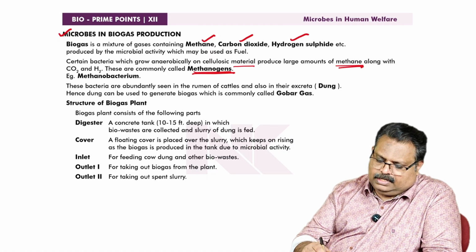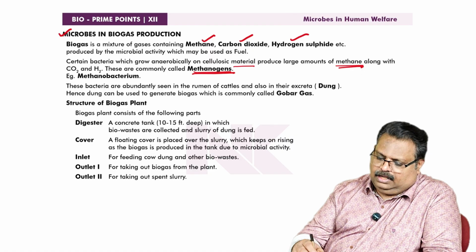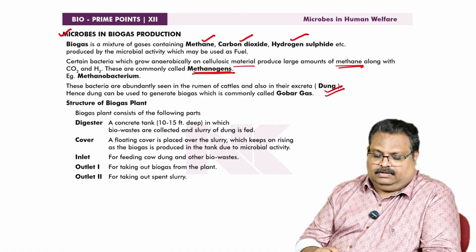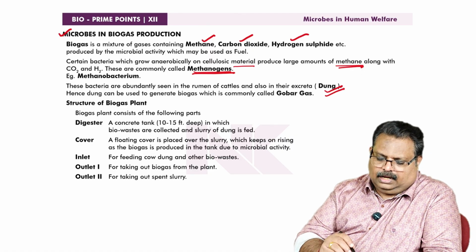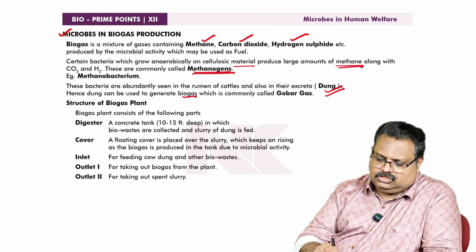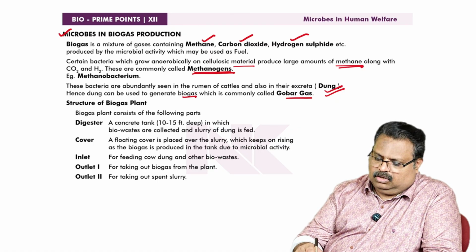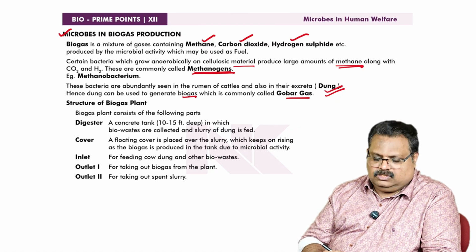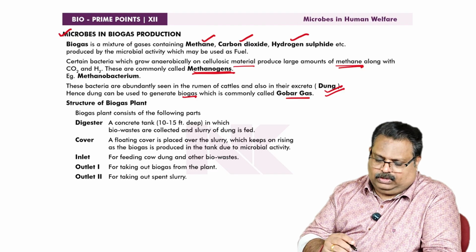These bacteria are abundantly seen in the rumen of cattle and also in their excreta called dung. Hence, dung can be used to generate biogas, which is commonly called gobar gas. So we have to study the structure of a biogas plant.